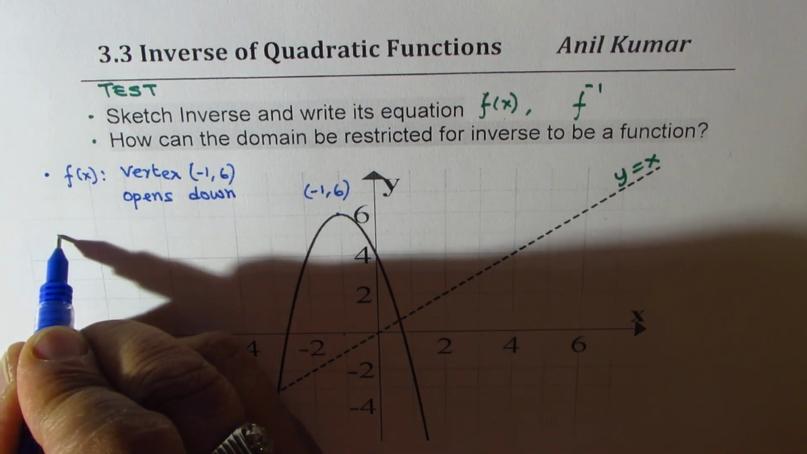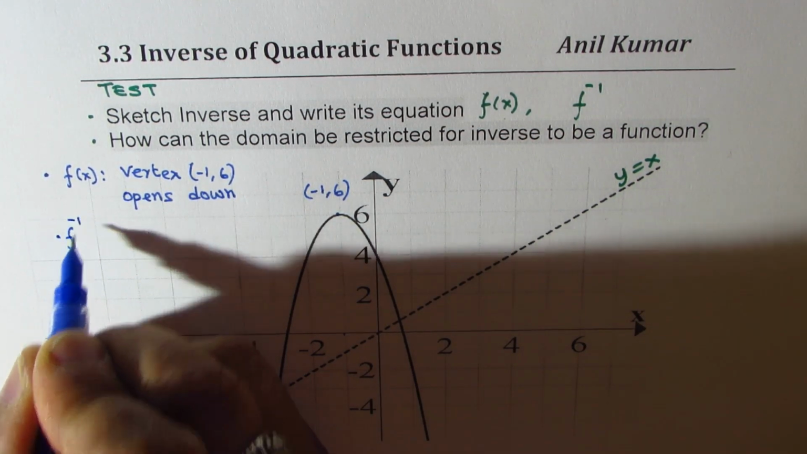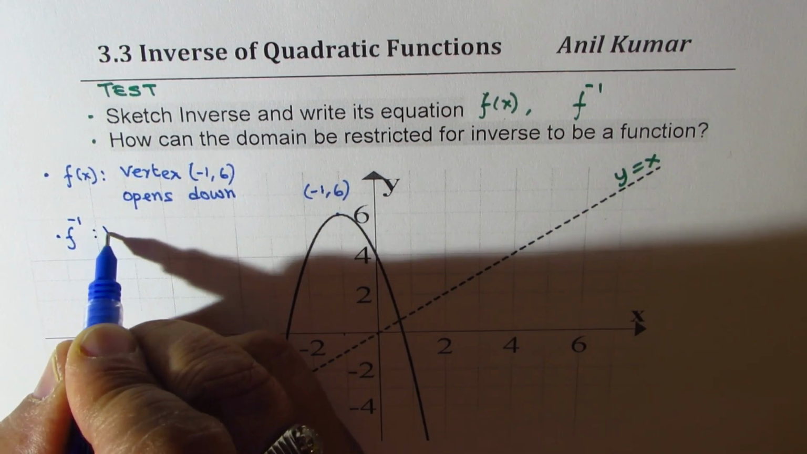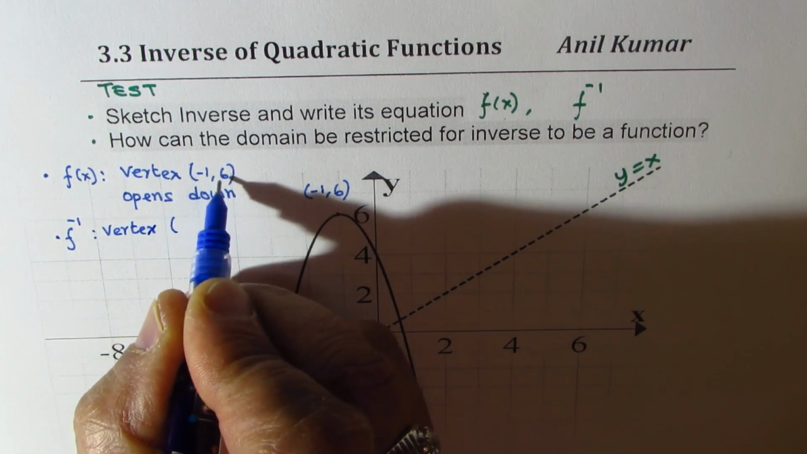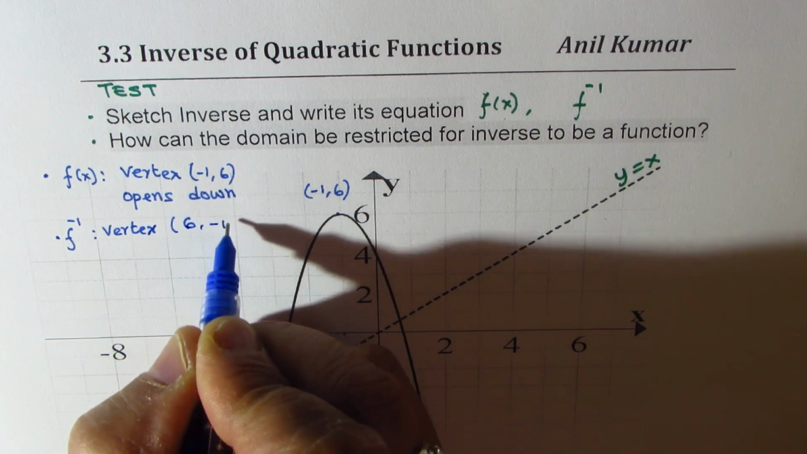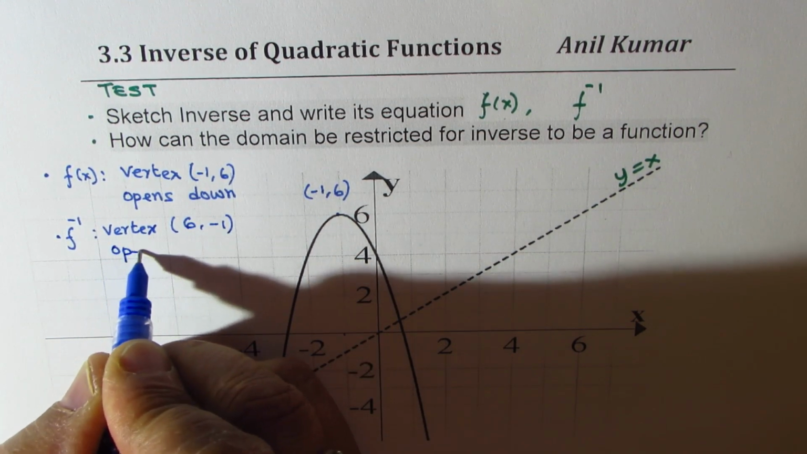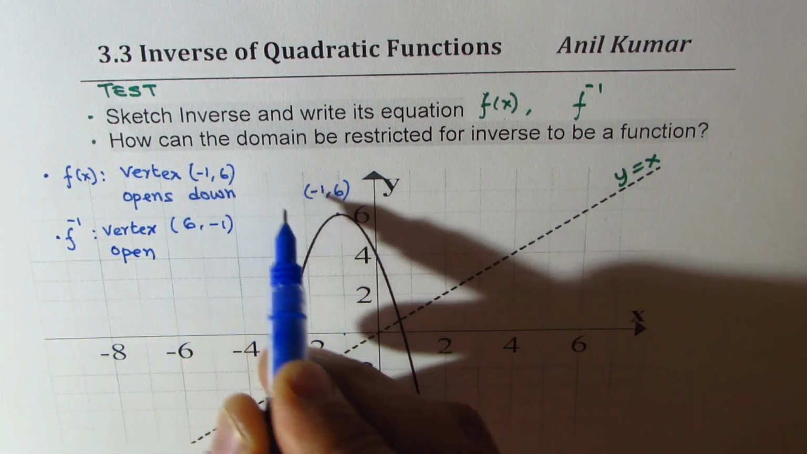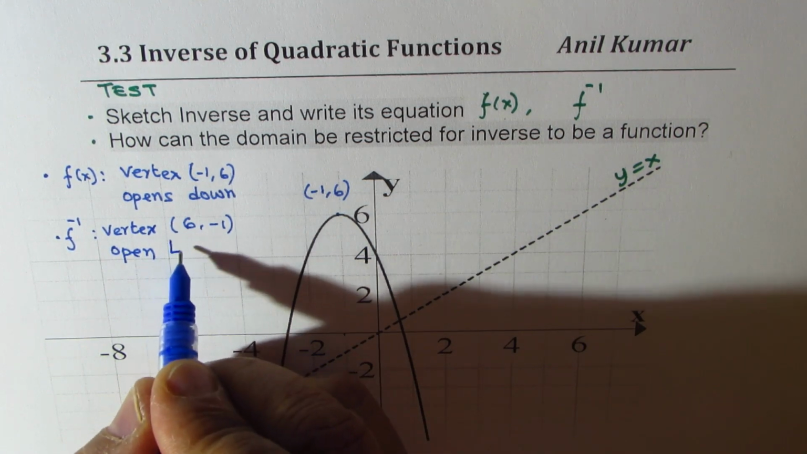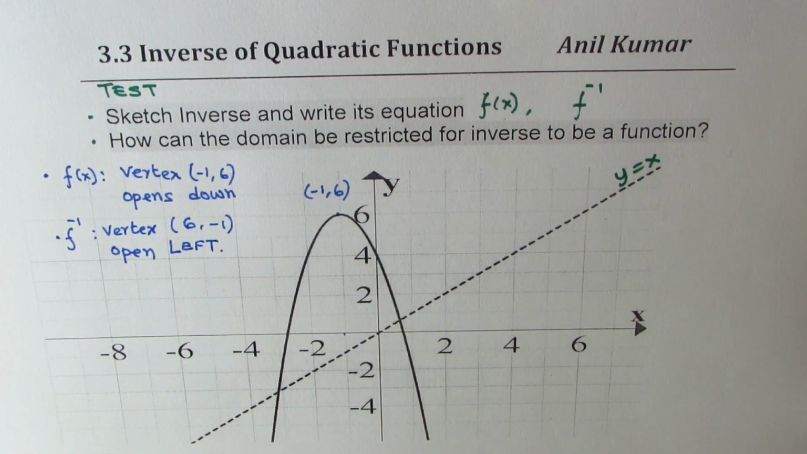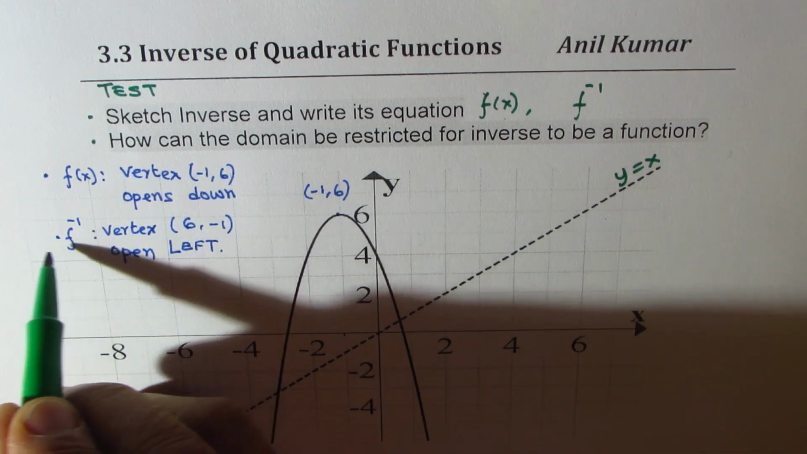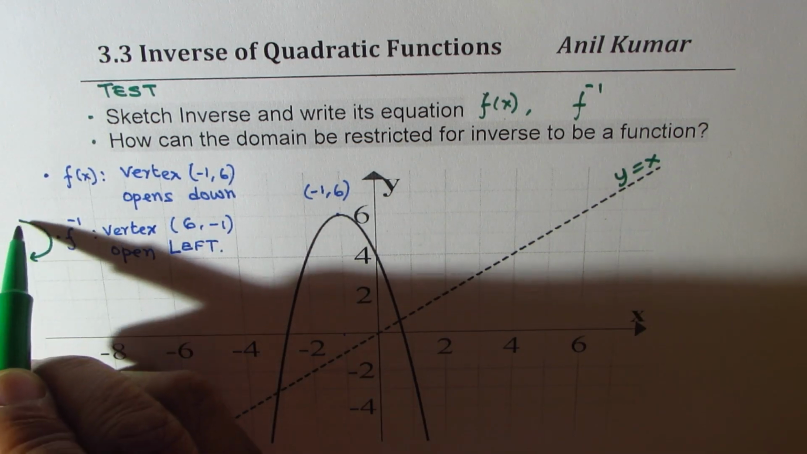So the inverse will be what? So the inverse will have a vertex. Swap this, (6, -1), and it will open in which direction? Since it is opening down, it will open left. What I'm trying to say is that it's going to open in this direction.